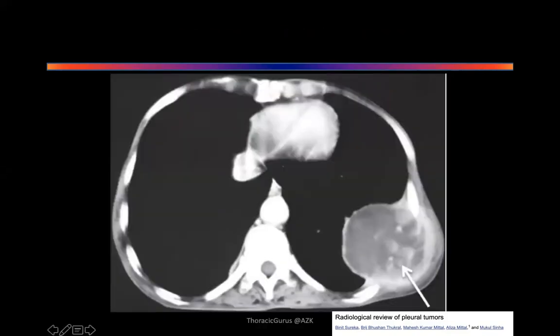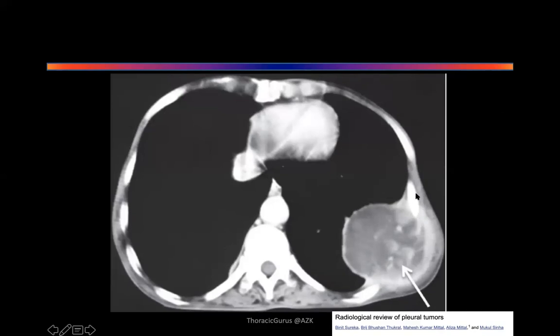Oh, wow. So this is a transverse section CT scan showing a massive mass arising in the left hemithorax, arising from within the chest wall and invading into the pleural space and externally. Probably is it a pleural or is it a lung? It's a pleural mass or something coming from outside and invading into the chest wall.